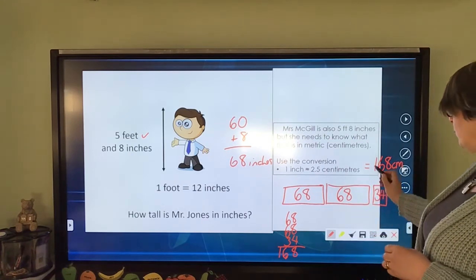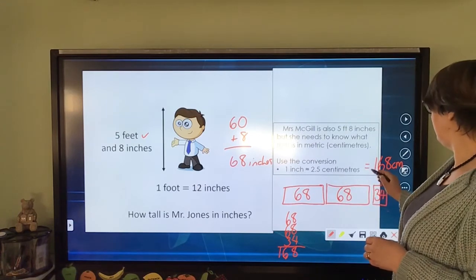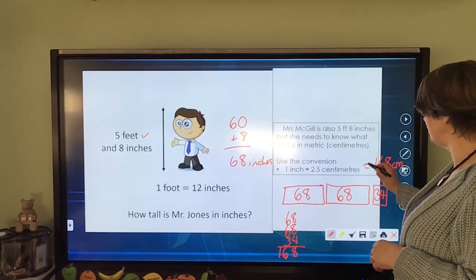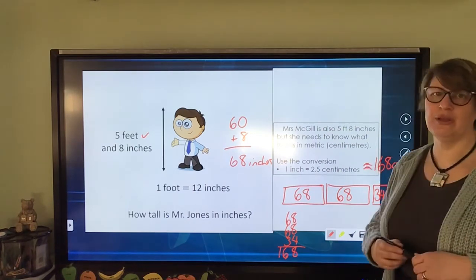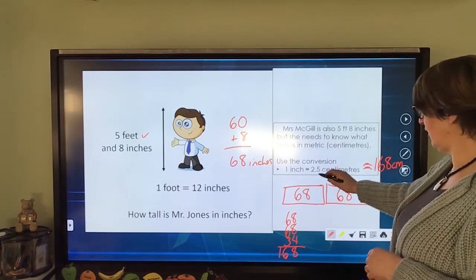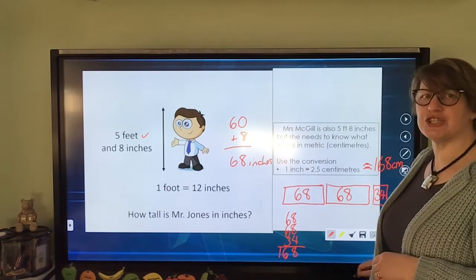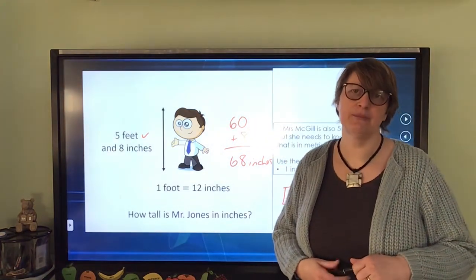Can you see what I've done wrong here? Yeah, I've said it equals 168, and actually to be accurate, I should have said it's approximately equal to, because it's not a true conversion, is it? It's not absolutely correct. Have a go at the worksheet, see how you get on.